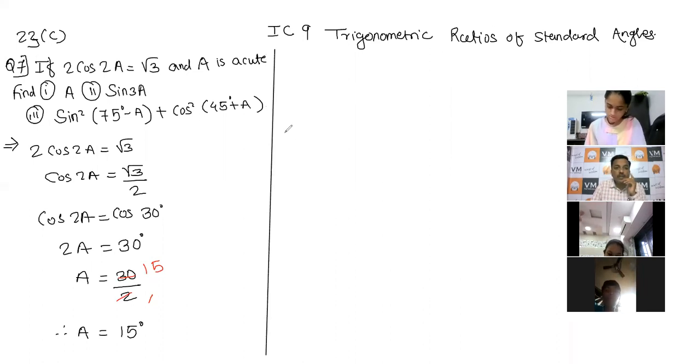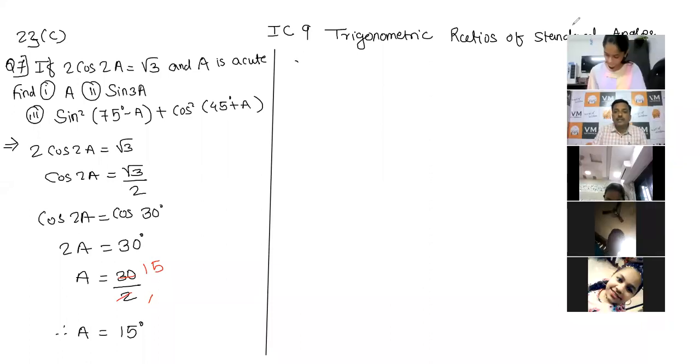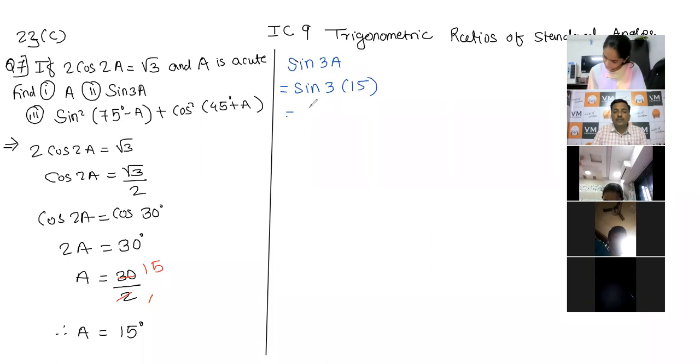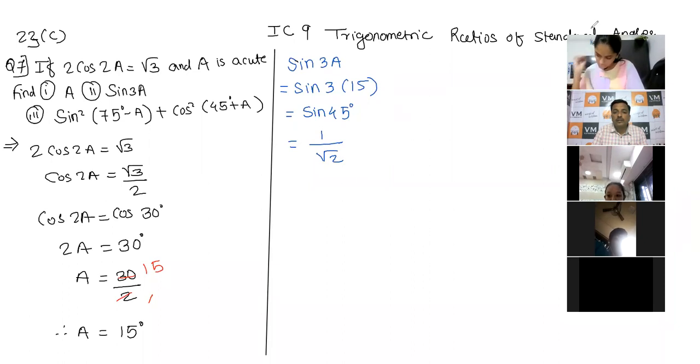Second part is we have to find sin 3A. Sin 3A is equal to sin 3 times 15, which becomes sin 45 degree. And the value of sin 45 is 1 upon root 2. Yes, correct.